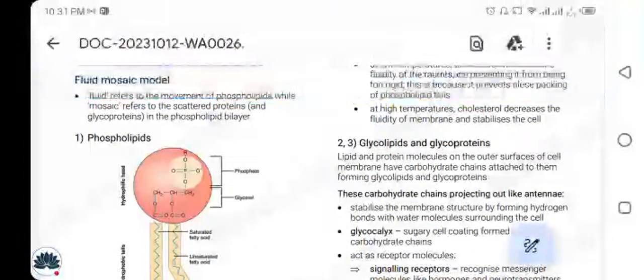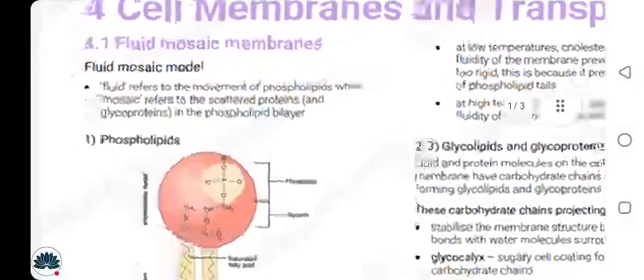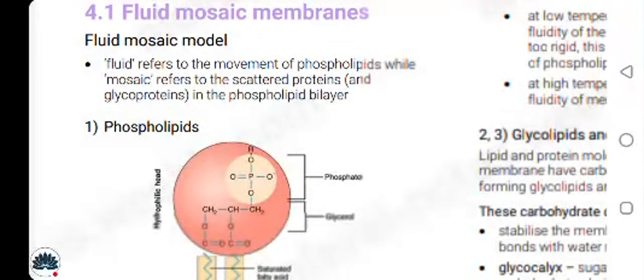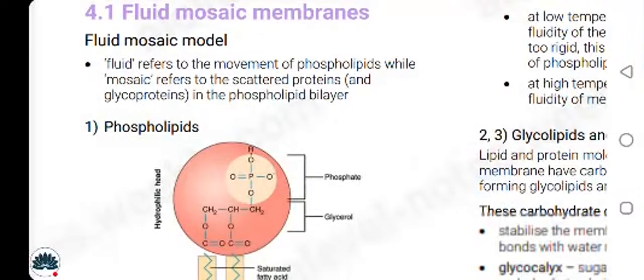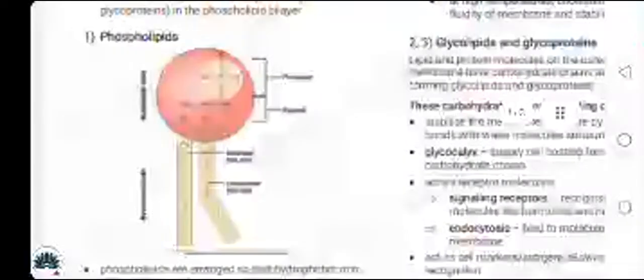In the fluid mosaic membrane, what you are required to understand is that in the fluid mosaic model, the fluid refers to the movement of phospholipids, while the mosaic refers to the scattered proteins and glycoproteins in the phospholipid bilayer. So we are just required to understand the structure of the phospholipids.